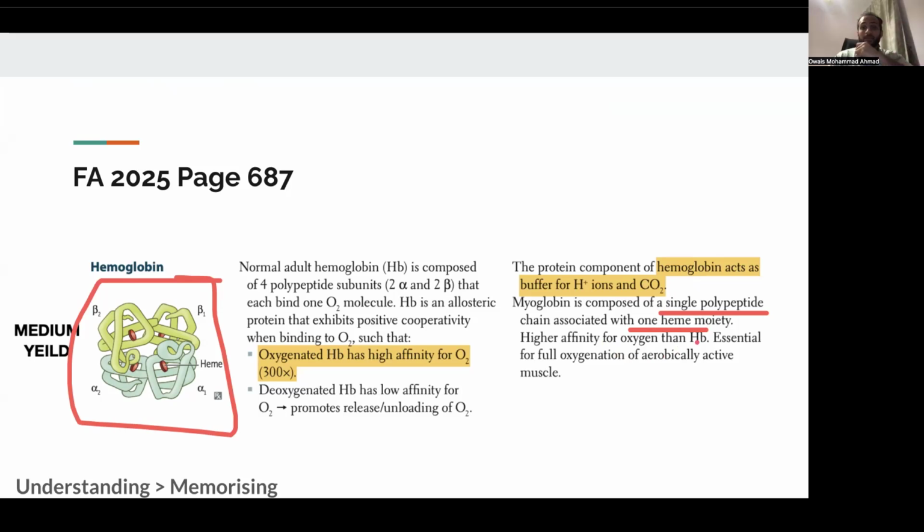So myoglobin is a single polypeptide chain with one heme moiety, and it has a higher affinity for oxygen than hemoglobin. Of course, if it has one polypeptide chain, that one chain is going to have higher affinity for oxygen compared to the four over here, which are kind of averaged out.